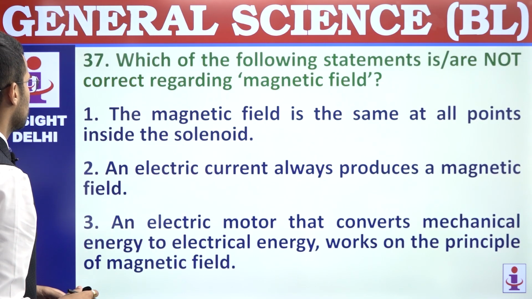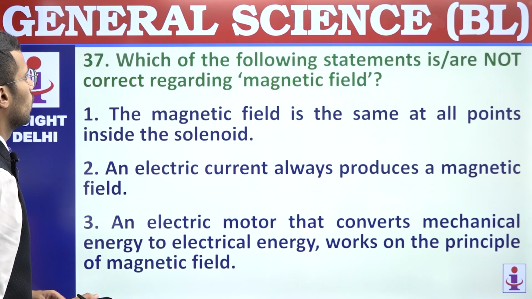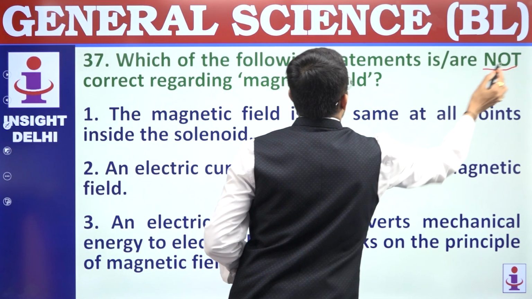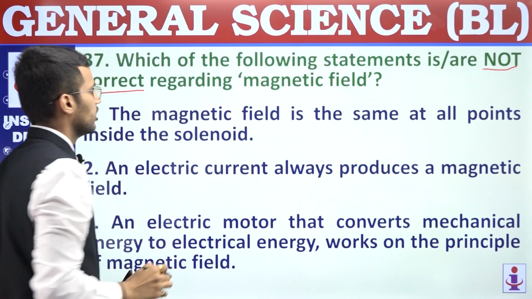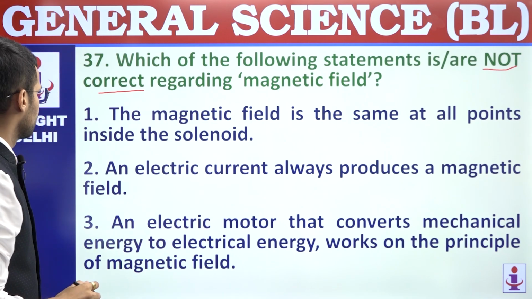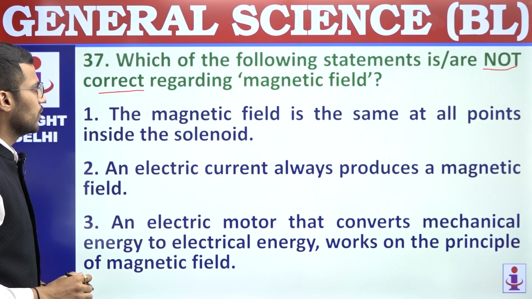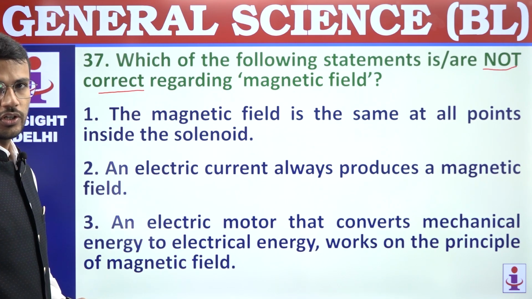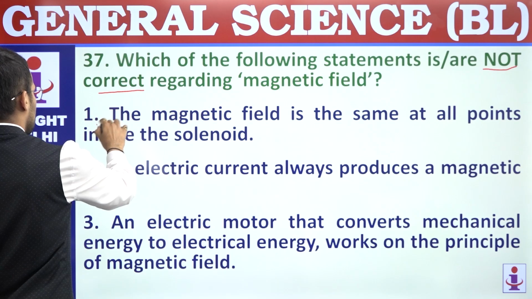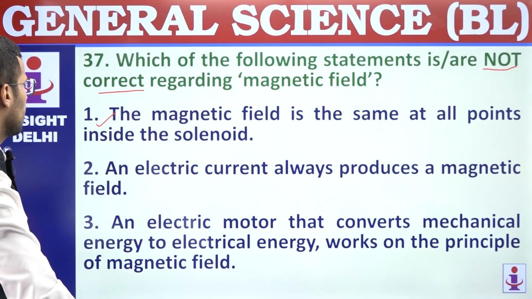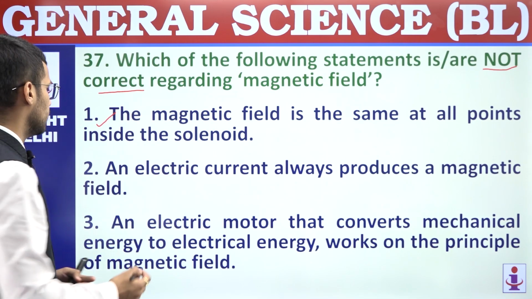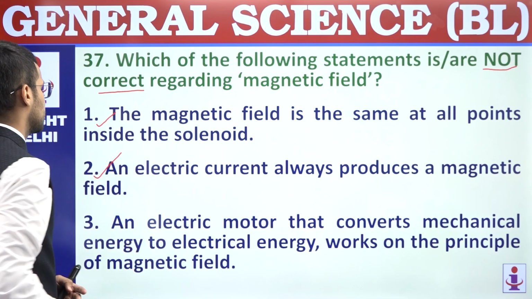Next, 37. Which of the following statements are not correct regarding magnetic fields? First, the magnetic field is the same at all points inside the solenoid, right? So this is a correct statement. Second, an electric current always produces a magnetic field. So this is also a correct statement.